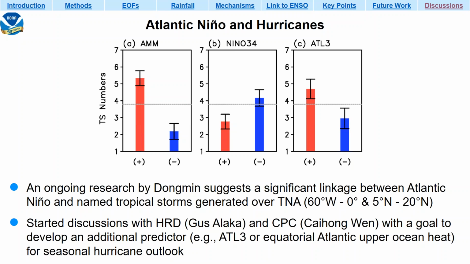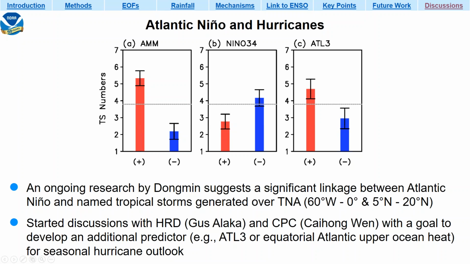Okay, so this slide is mainly why I said in the beginning why NOAA should care about the Atlantic Nino and its diversity. What I'm showing you here is the number of tropical storms for the positive AMM mode and negative AMM mode, and this is for the La Nina and for the El Nino, and this is for the Atlantic Nino and for the Atlantic Nina.